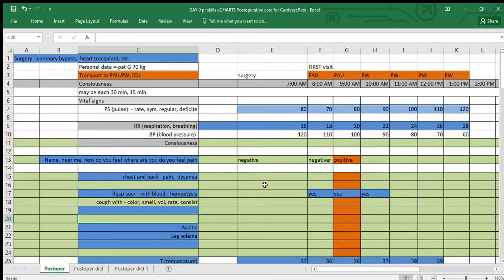In today's video we will be compiling a post-operative care chart for our cardiovascular patients. So first thing you need to know, your chart should include the type of surgery that our patient underwent. In this case, our patient had a coronary bypass.